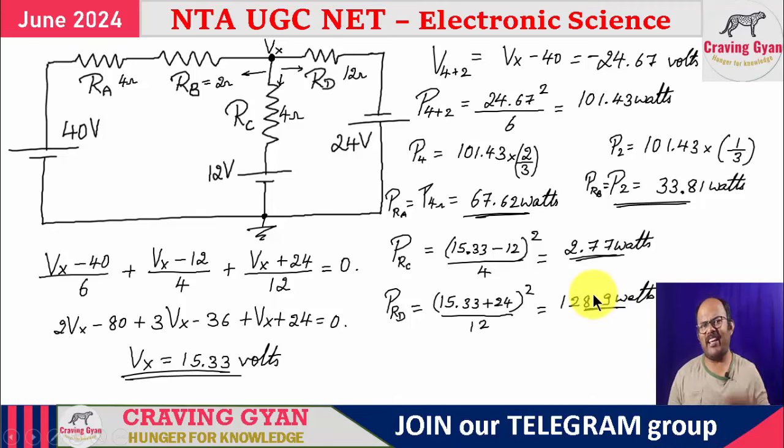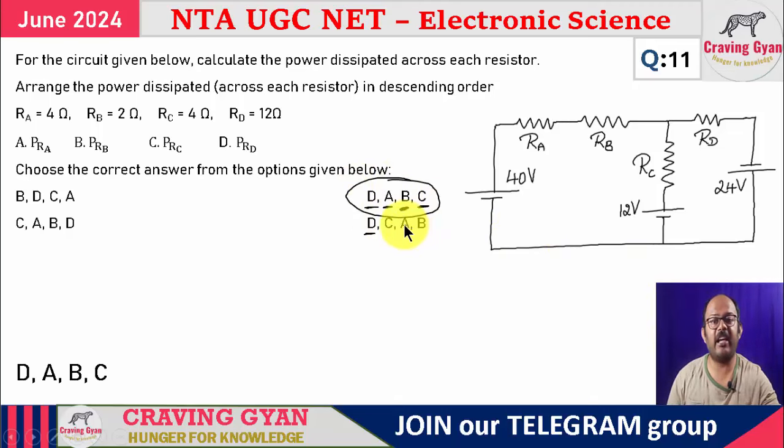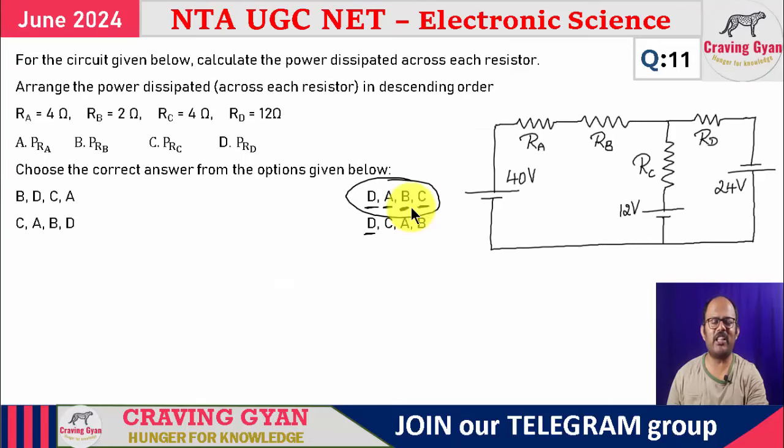If I'm arranging in decreasing order, high to low, first it will be across RD, then RA, then across RB, then across RC. So it should be DABC. The suitable option that follows is option 3, DABC. Able to follow? So these two questions are from network analysis, such simple questions they have asked.